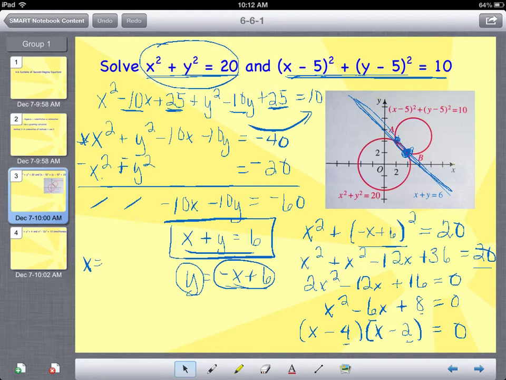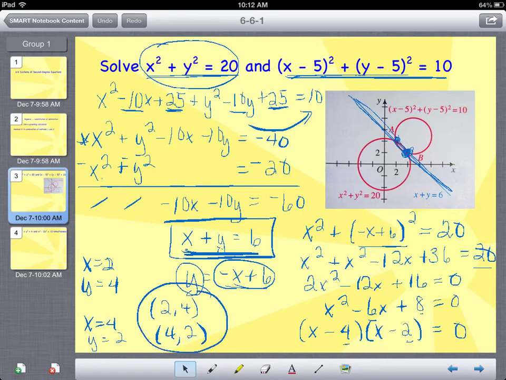Okay, what happens if x is 2? Plug it into one of your equations. You can even try it in this linear equation. So 2 plus y is equal to 6. So if x is 2, y has to be 4. And then if x is 4, 4 plus what is 6? Y has to be 2. So your answers are 2 comma 4 and 4 comma 2. Those are your points of intersection solved algebraically.